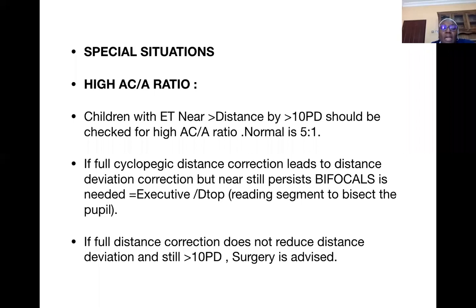And if the cycloplegic refraction is done and the distance deviation is corrected, but you still have deviation when it comes to near, one has to prescribe a bifocal so that it can take care of the near deviation. Normally it's advisable to give executive type bifocals or the D-top. In such a situation, the reading segment has to bisect the pupil, so that the child is forced to use the near segment when there is need to use it.